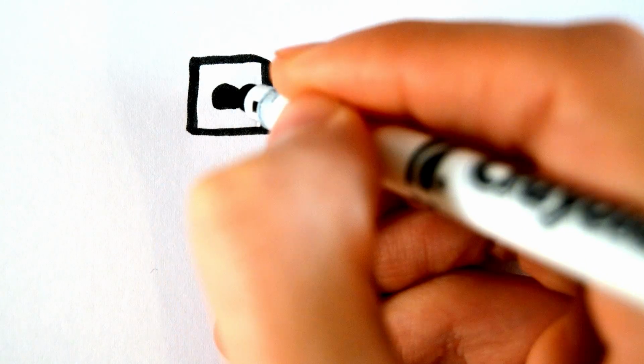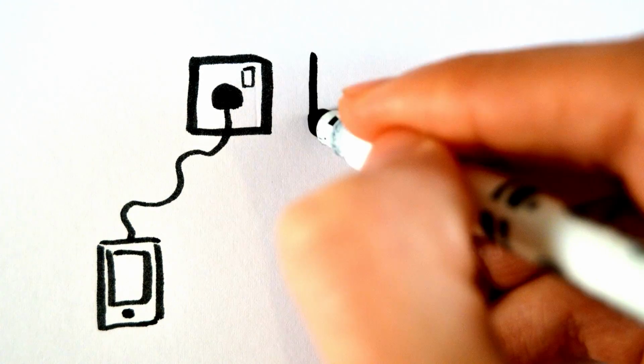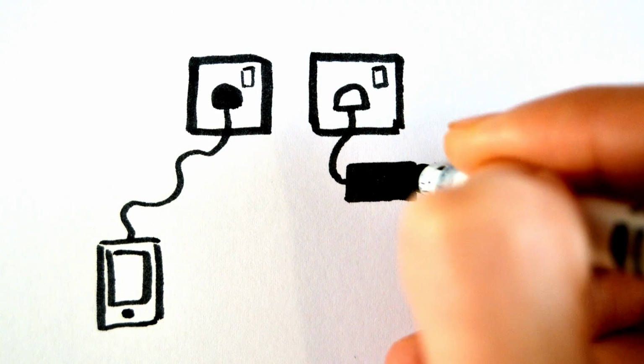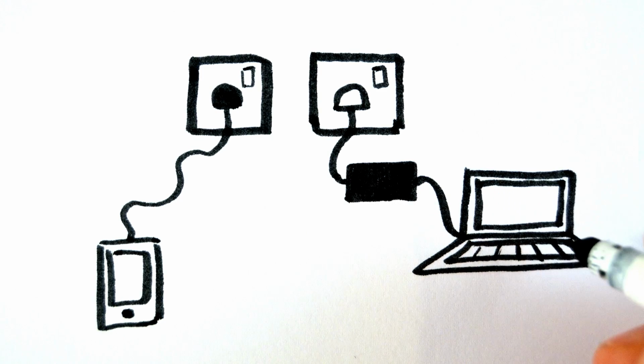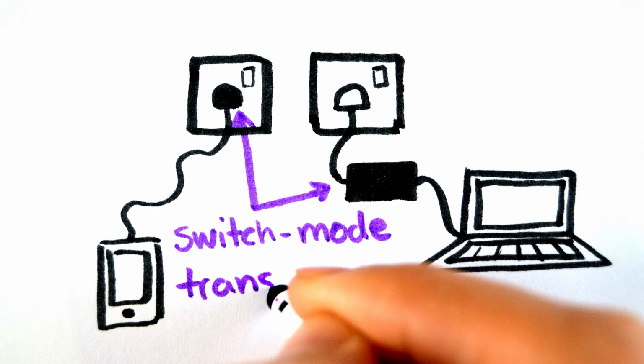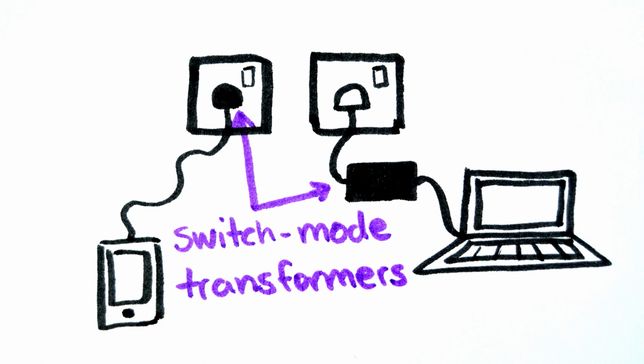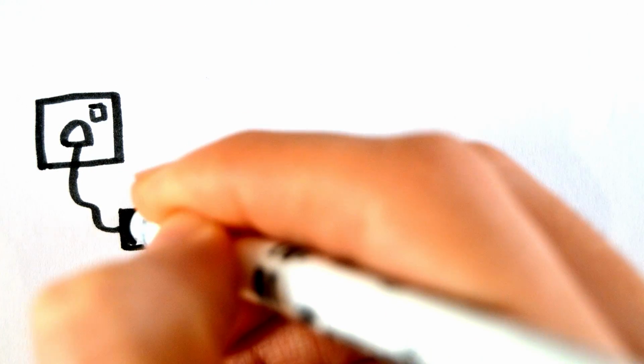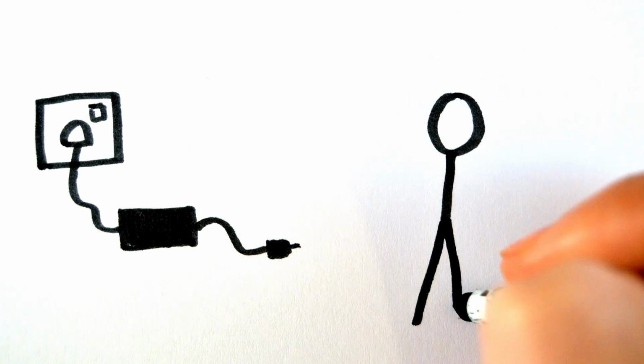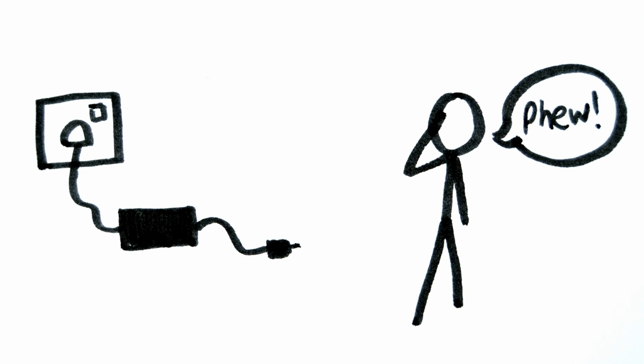There is another type of transformer, called a switch mode transformer. These are the ones you get in your laptop and mobile phone chargers. They operate at very high frequencies between 50 and 200 kHz. They also use very little power when your laptop or mobile phone is not plugged in, which is good when you accidentally leave your charger in the socket.